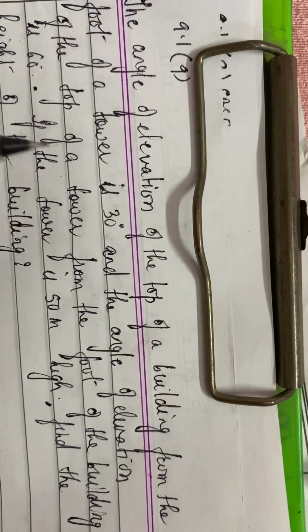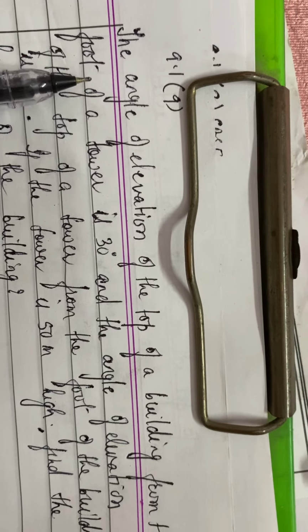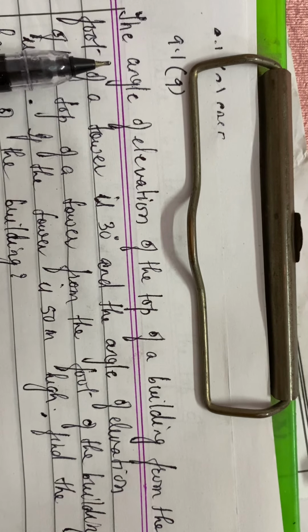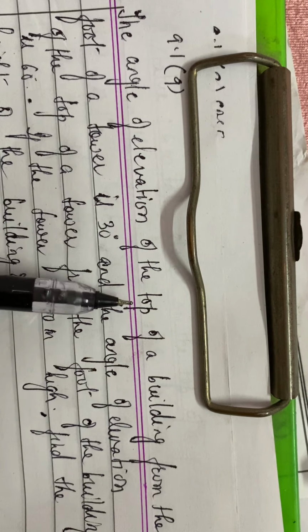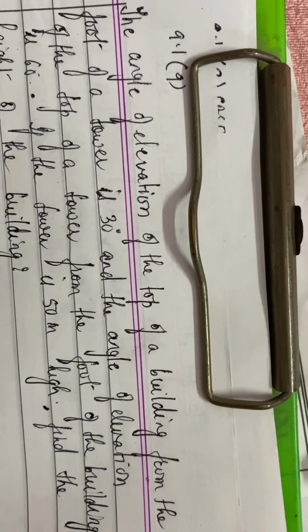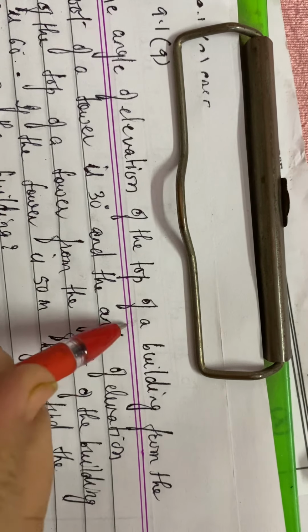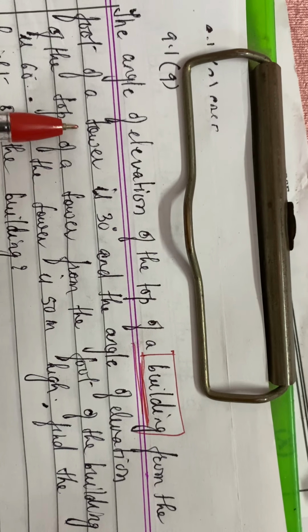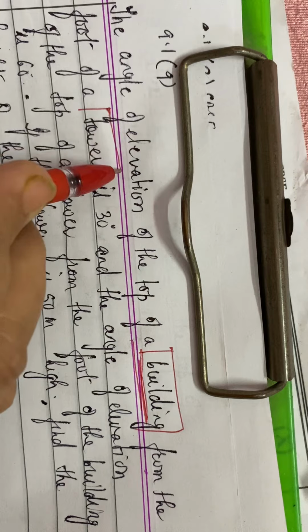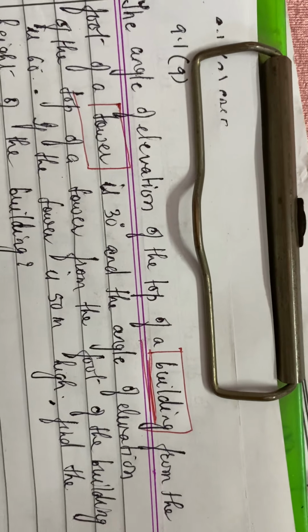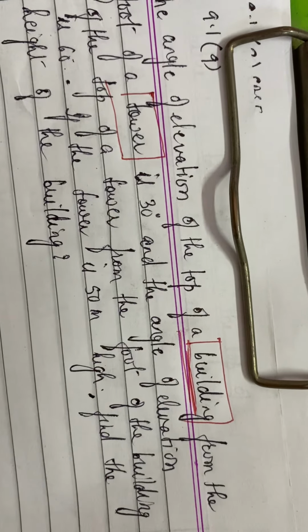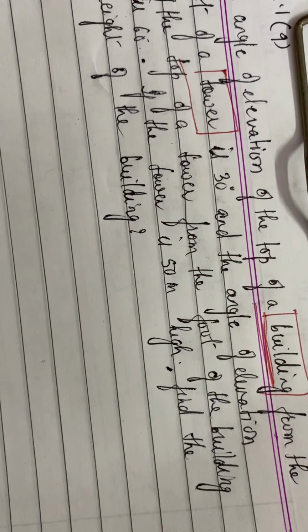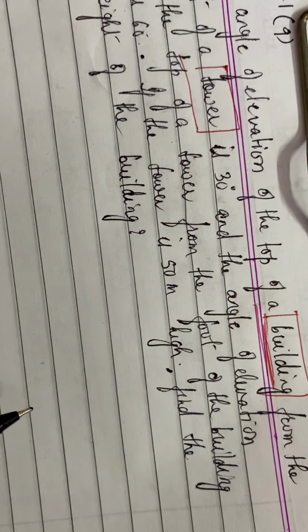We consider another problem of heights and distances. The angle of elevation of the top of a building from the foot of a tower. So we have a tower and a building together. It's 30 degrees. So let us go for the tower and the building.